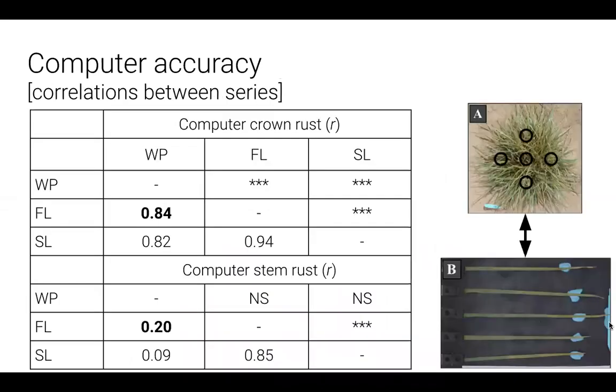But then, to really answer the question of how the computer matched up within our rater panel, or actually never mind, sorry, this is still between different series. So similar to visual rating, crown rust had very high accuracy, where the 5-leaf sample correlated very strongly with the whole plant severity. And then for stem rust, we had a very low correlation, just similar to what the raters had. Stem rust was difficult to rate for the computer as well.